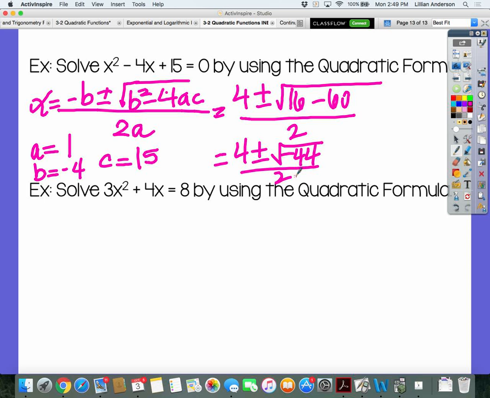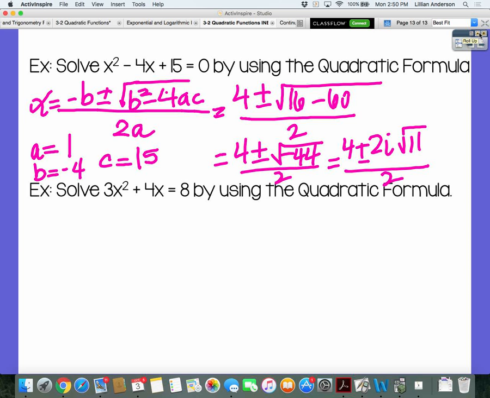Who remembers that when you have a negative underneath the square root, what do you do? Pull out an i. It's imaginary, so you pull out an i whenever there's a negative underneath the square root. And then you simplify 44. How does 44 simplify? 11 and 4. Isn't 4 a perfect square? Pull that out. Can't you simplify this some more? Since everything is divisible by 2 that's on the outside of the square root, your final answer is going to be x equals 2 plus or minus i root 11.